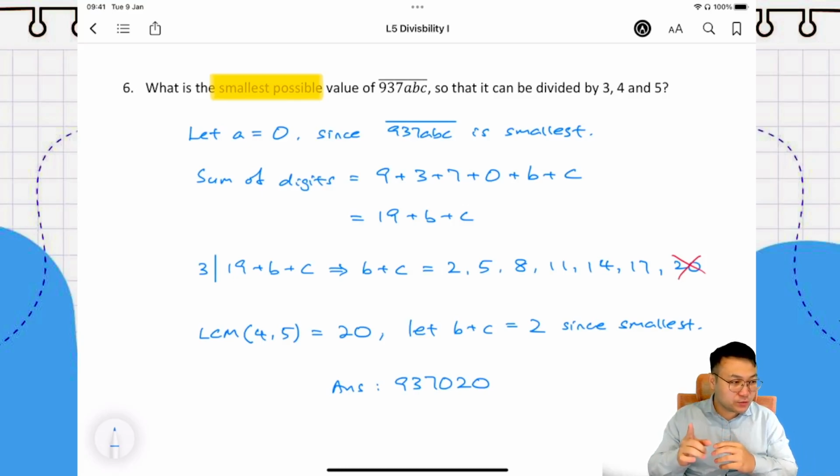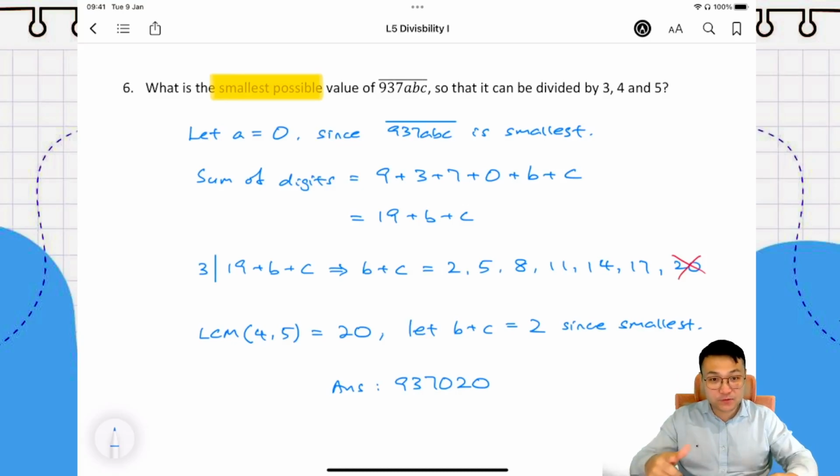I would rather you straight away make A equal to 0. You already found C is 0, right? Then you can straight away make A equal to 0. Then you find the sum of digits, because when you find the sum of digits, immediately you know whether it's divisible by 3. So that's how you can improve. Very good, Earn. Well done.